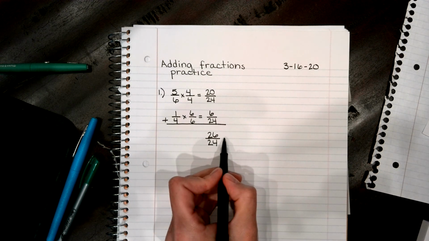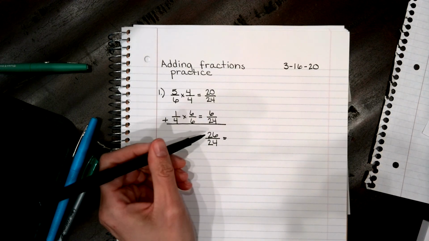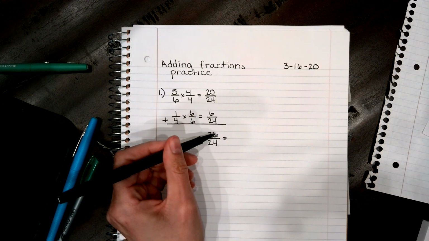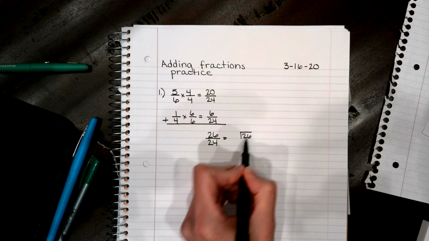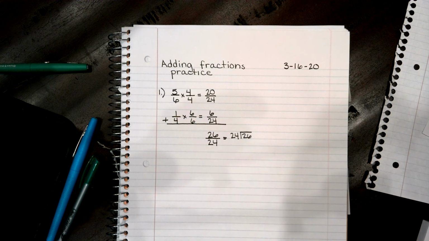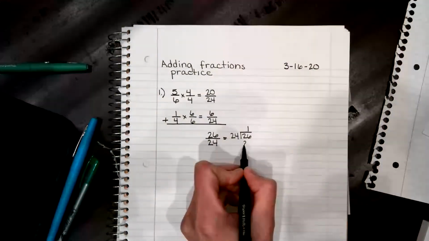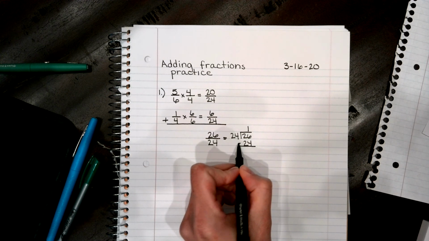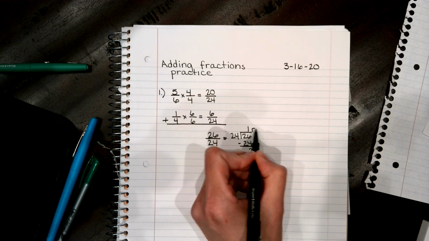So you need to change it to a mixed number. And the way that we change it to a mixed number is you do the division. So remember, you start at the top, 26 divided by 24. How many times can 24 go into 26 without going over? 1 time. 1 times 24 is 24. 26 minus 24 is 2. So your remainder is 2.